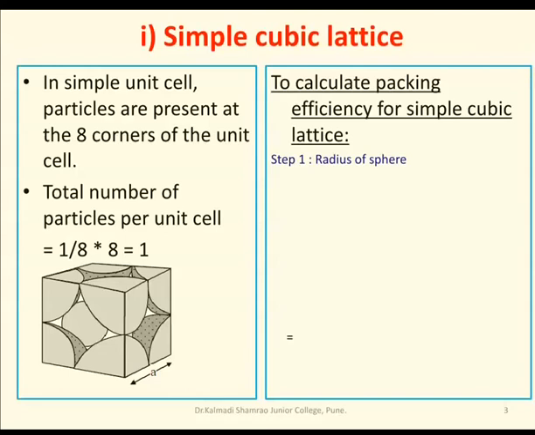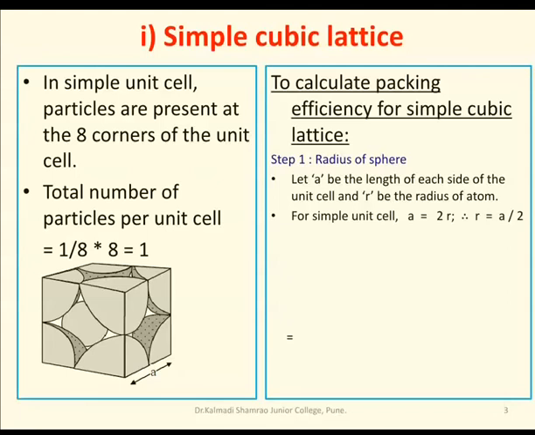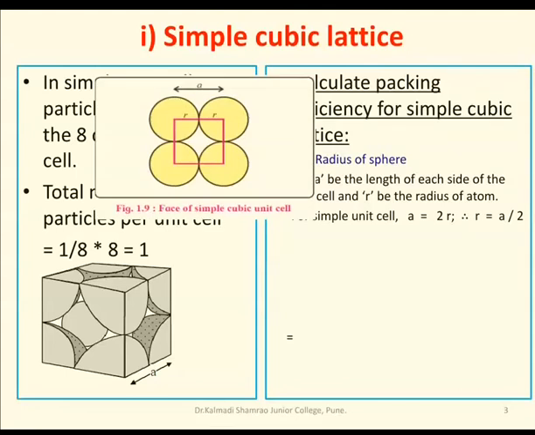Let a be the length of each side of the unit cell as shown in the earlier figure and r be the radius of the atom. For simple unit cell, a is equal to twice r. Therefore, r will be equal to a divided by 2. As you can see in figure 1.9, r is equal to half of the edge length.